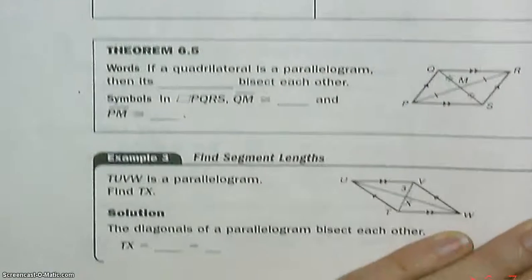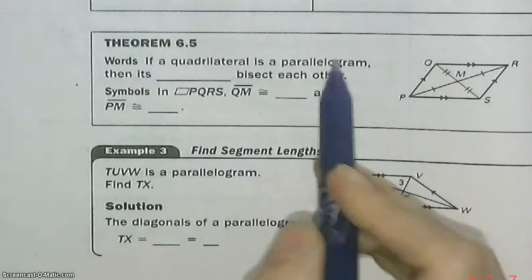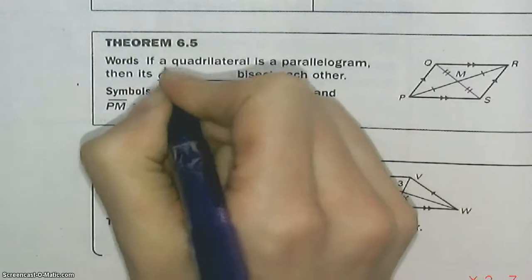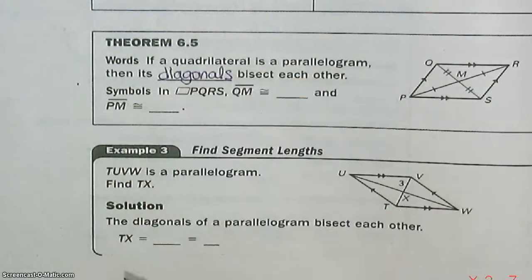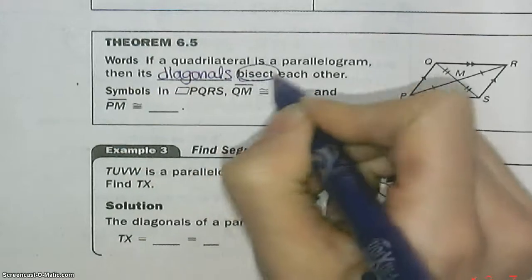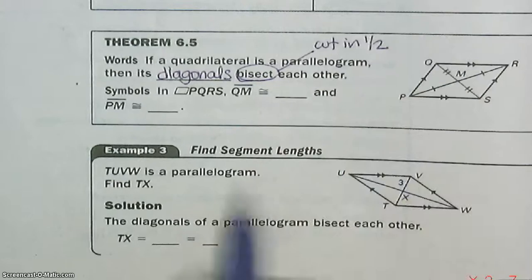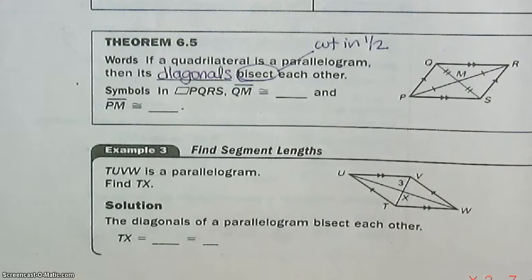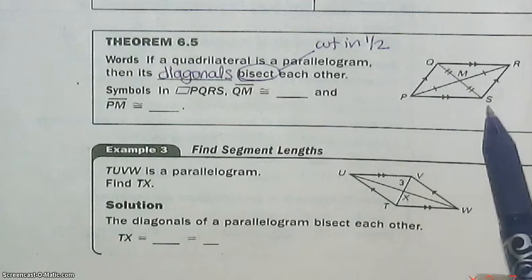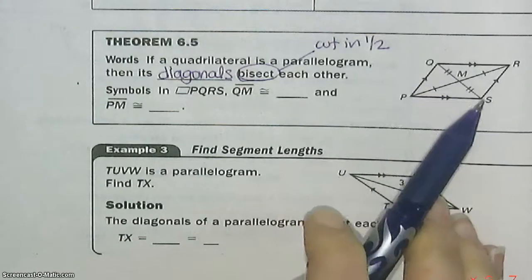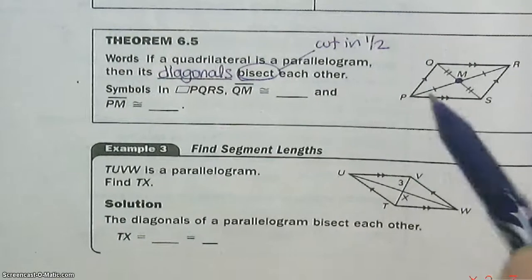And the last thing we're going to learn about a parallelogram, if a quadrilateral is a parallelogram, then its diagonals bisect each other. Circle this word bisect. Bisect means cut in half. So one diagonal gets cut in half and the other diagonal gets cut in half. So take a look here. QS is one of the diagonals. It gets cut in half. See, this half is equal to this half. That means M is right in the middle. M is the midpoint.